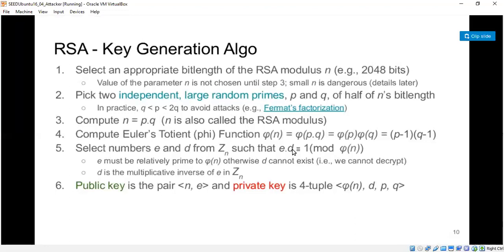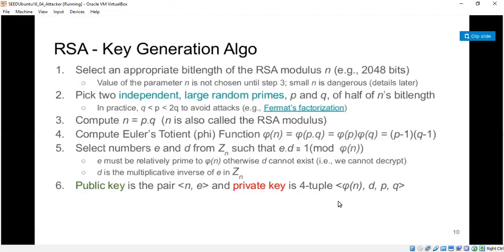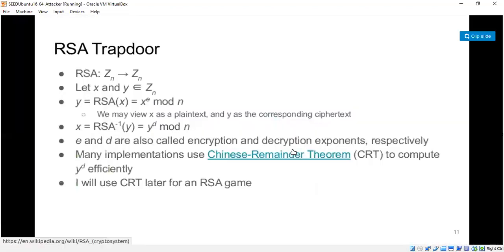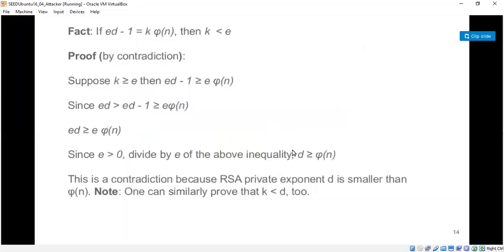That's amazing. So to sum up, we have n and e public. We have phi of n, d, p, and q as private. That's the summary. So now let's look at how we approximate the unknown d and guess a reasonably good d. All right, I will skip some of the slides. That's not important at this point.